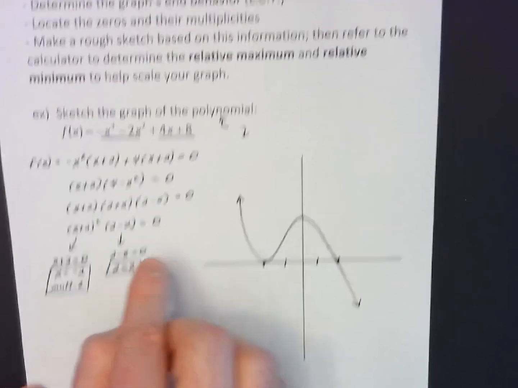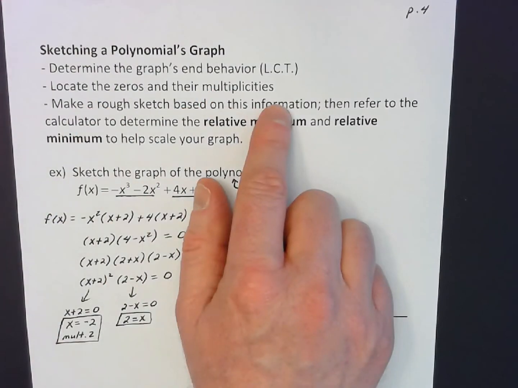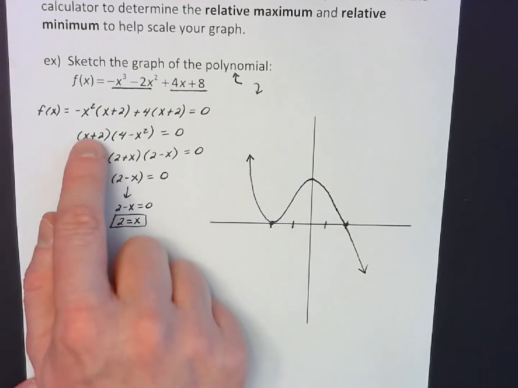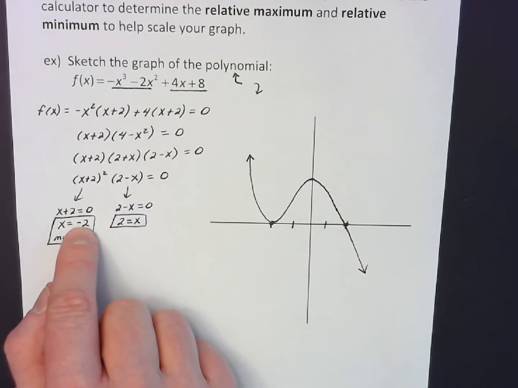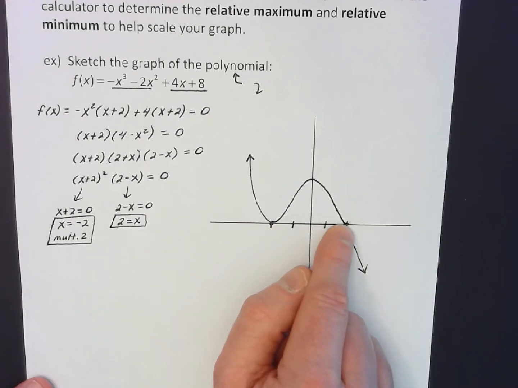So now it was asking me, once you find your zeros and their multiplicities, make a rough sketch. So I'll go in here and say, well, for my rough sketch, I need to locate the x-intercepts, or the zeros. They're going to be at negative 2 and positive 2 over here.